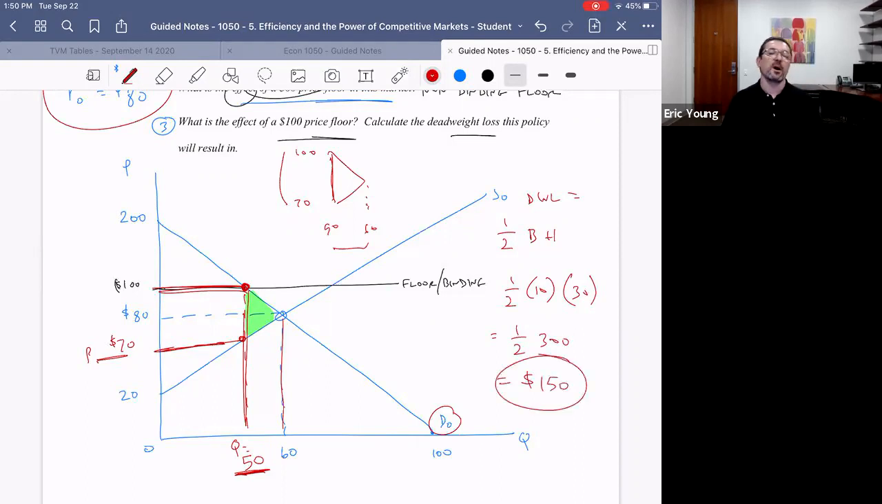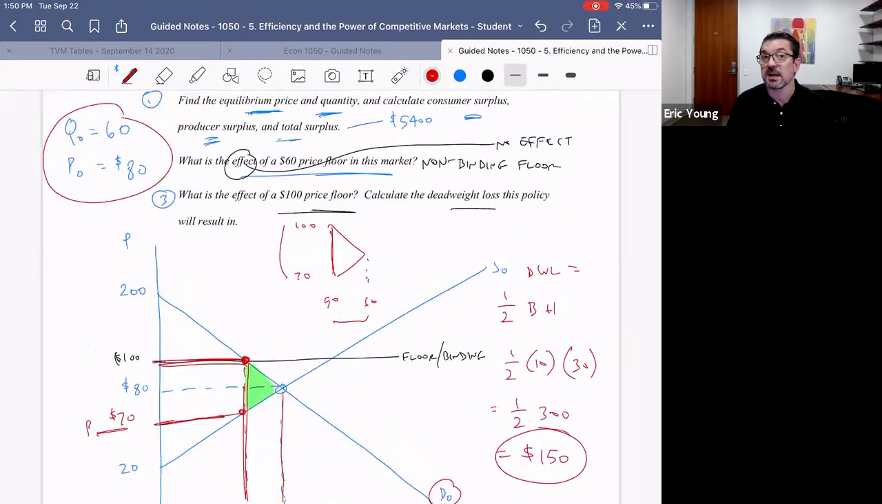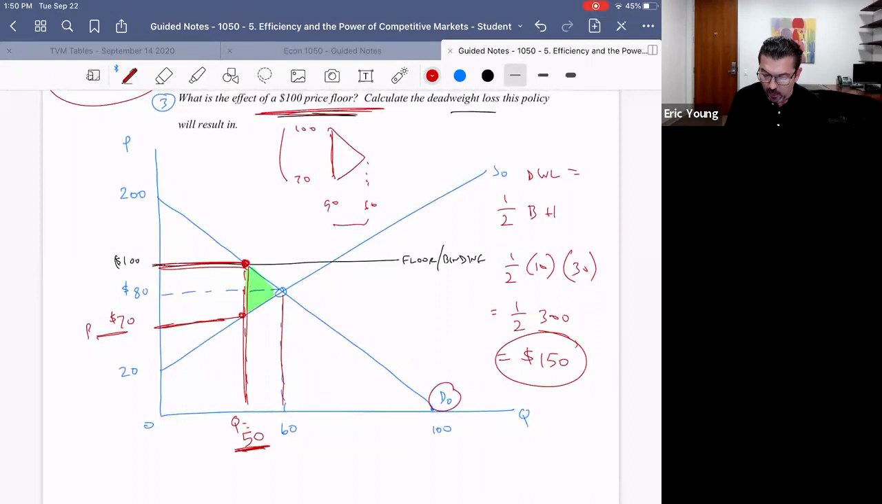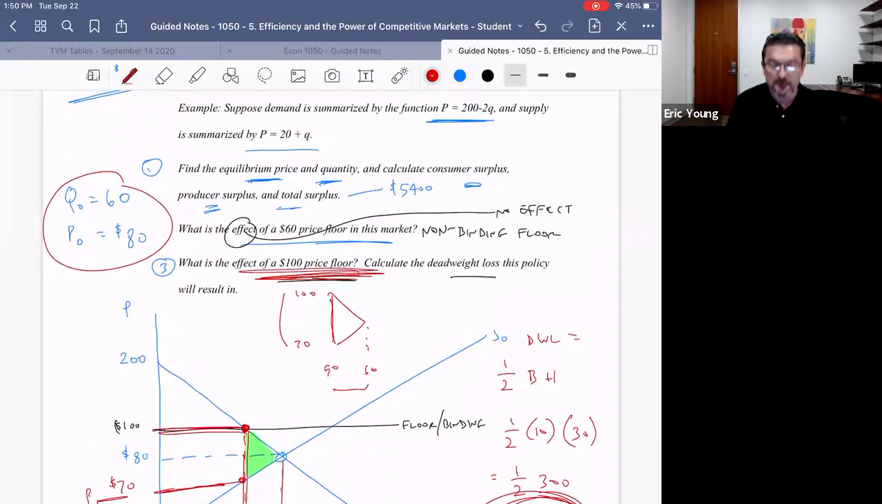equals 150. We are saying, my friends, that this price floor, this innocuous, it seems innocent price floor of $100 that is probably going to be sold politically to help a lot of people out, is actually going to harm this economy with a dead weight loss equivalent to $150. That is the overall decline in society's well-being when this flawed policy is passed.